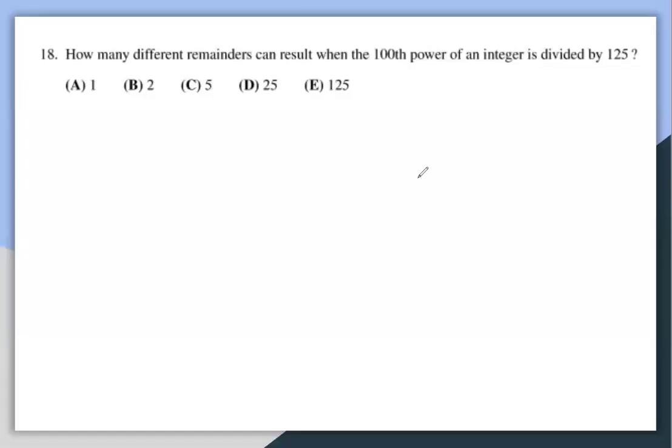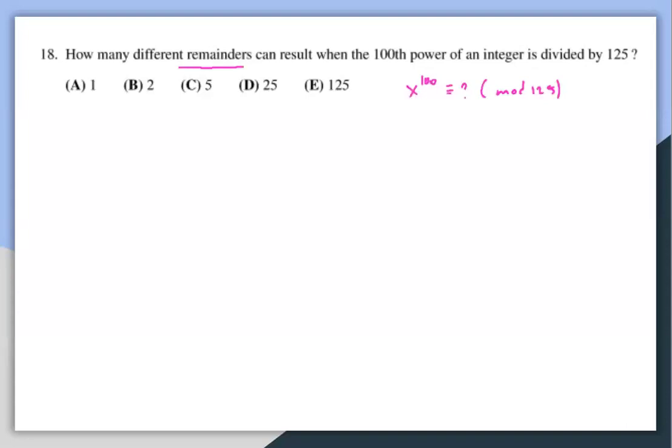Okay, so this was number 18 on the 10B and then 14 on the 12B. We want to find the number of different remainders that can result when an integer to the 100th power is divided by 125. So we are looking for something like this: some number to the 100th power, and the different results if I take it mod 125.